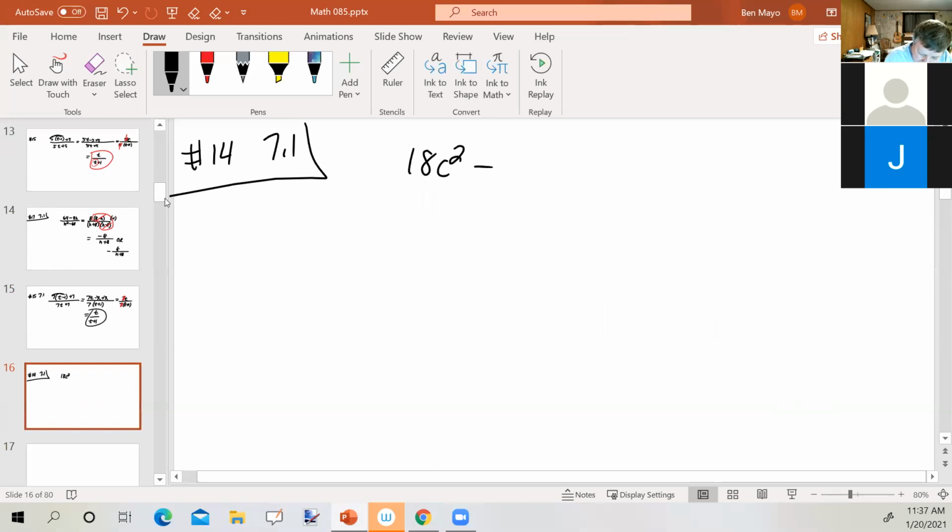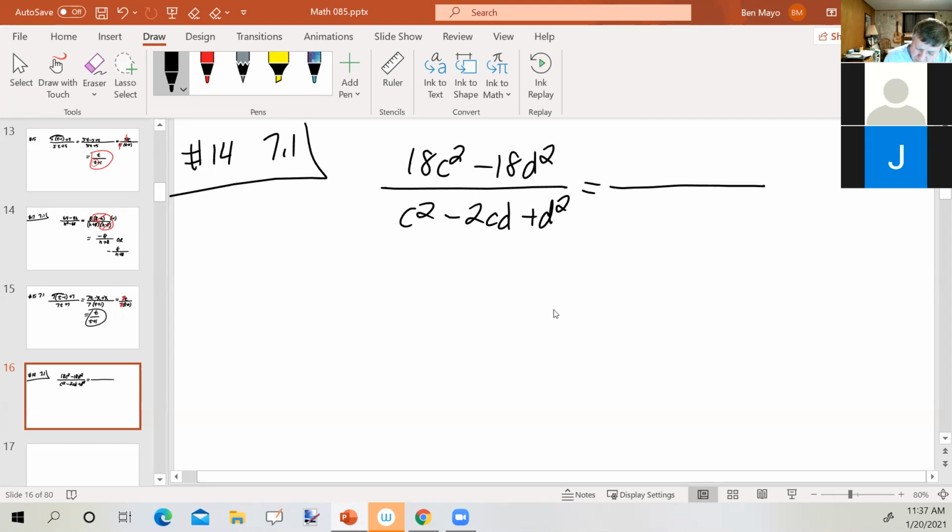18c squared minus 18d squared over c squared minus 2cd plus d squared. All right. So in the numerator, the first thing we could do is factor out the 18, which would leave c squared minus d squared behind. Then we could factor the c squared minus d squared into the difference of two squares. So I get 18 times c plus d times c minus d.